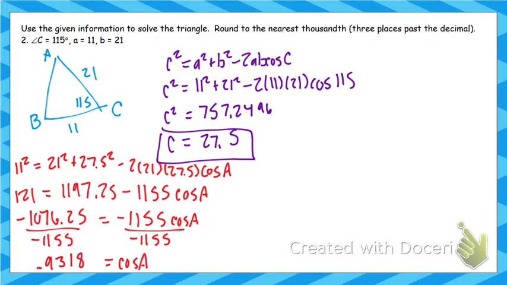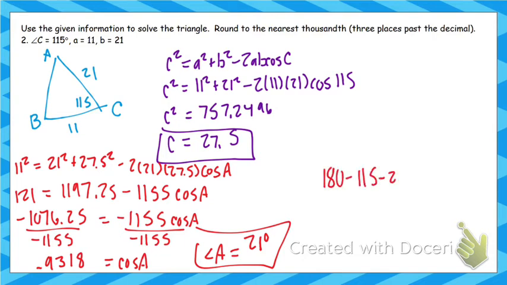Remember, we're looking for an angle. When we want an angle, we use inverse on our calculator: second cosine, or shift cosine on the Casio. And I get that angle A is 21 degrees. Once I know angle A, I can solve for angle B pretty easily because the angles add up to 180. So 180 minus 115 minus 21 gives me angle B, which is 44 degrees.